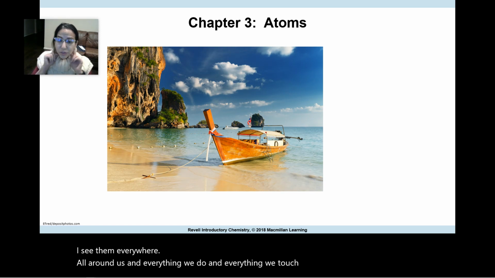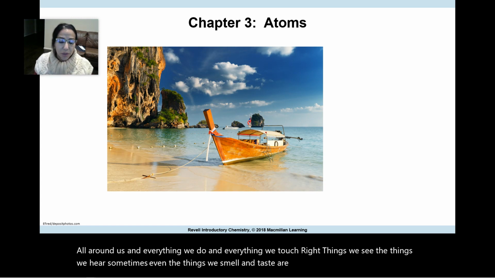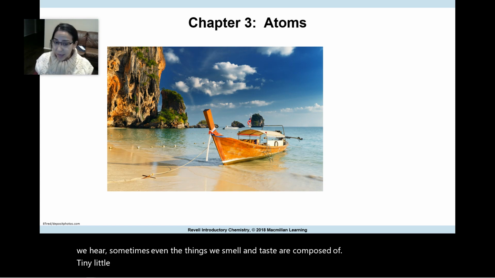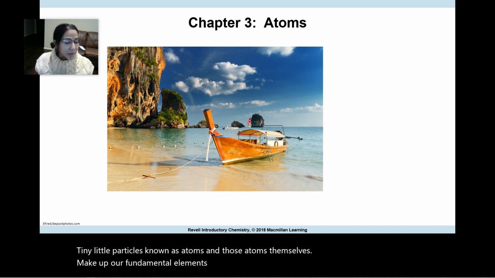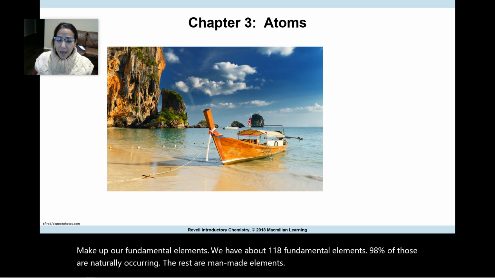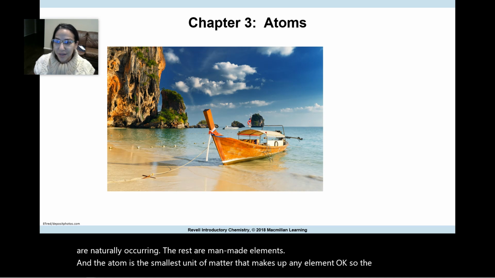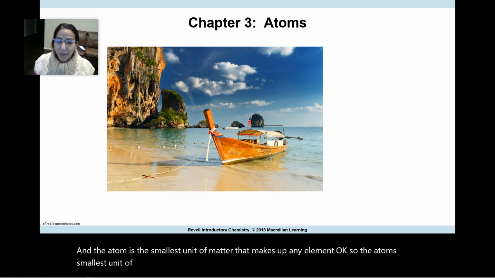The things we see, the things we hear sometimes, even the things we smell and taste are composed of tiny little particles known as atoms. And those atoms themselves make up our fundamental elements. We have about 118 fundamental elements. 98% of those are naturally occurring. The rest are man-made elements. And the atom is the smallest unit of matter that makes up any element.